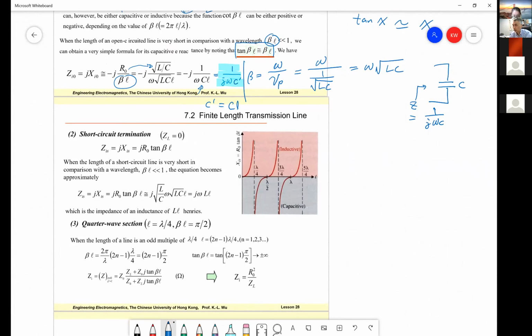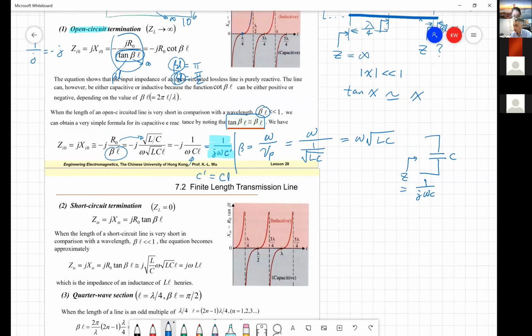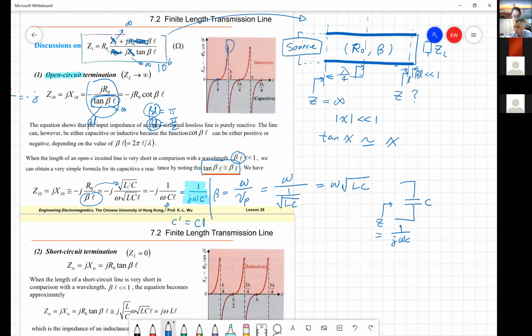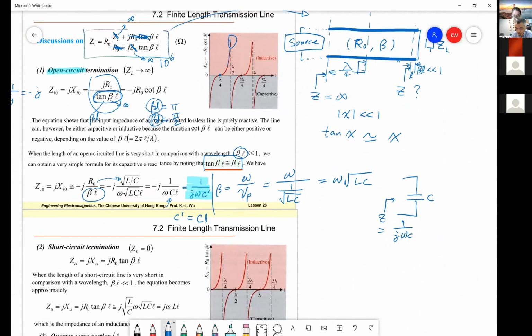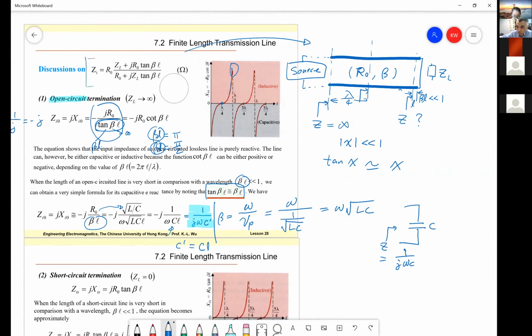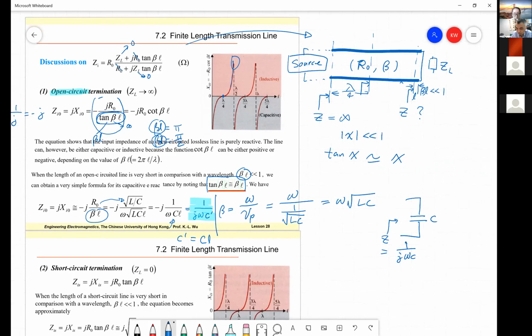For short circuit, let's go quick, okay? For short circuit, basically, we connect this. We connect this. For short circuit, okay, let me put here. For short circuit, then this general transmission line equation, okay, we set this equal to 0, this equal to 0, and R0 canceled, okay? So we have this.